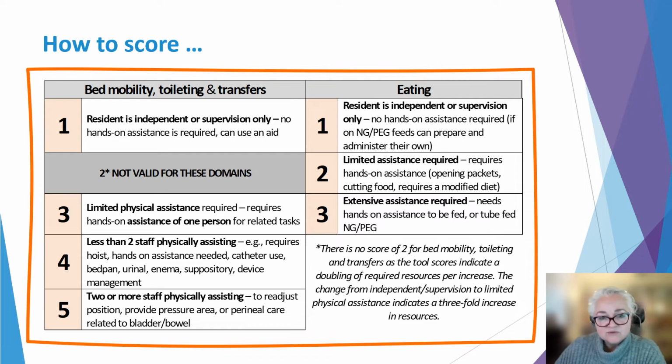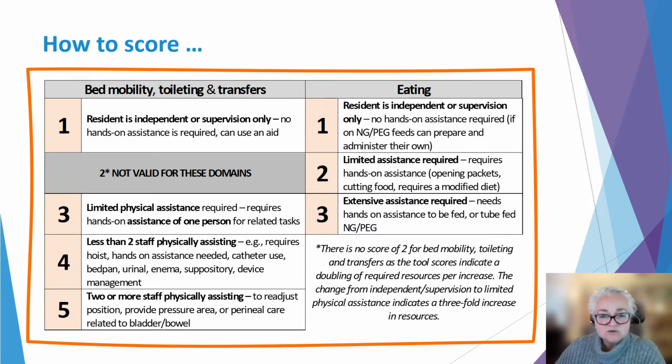When you look at the score of 2, it's only relevant in eating, and it indicates limited assistance required. So this person is going to need hands-on assistance, opening packets, cutting up their food, requiring modified diet. Could be that you're organizing how their meal is prepared, presented to them, set up in front of them, so that they're not overwhelmed, and you're giving them their main meal first and their dessert second, so that it makes sure that the person has a very pleasurable eating experience and that they are actually finishing their meals.